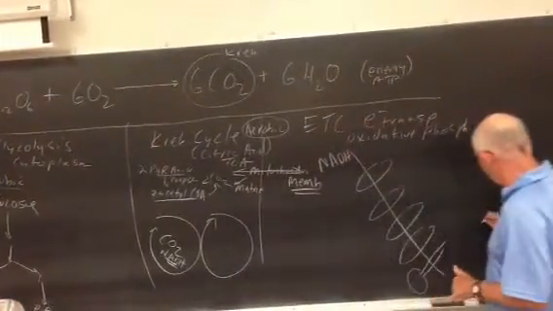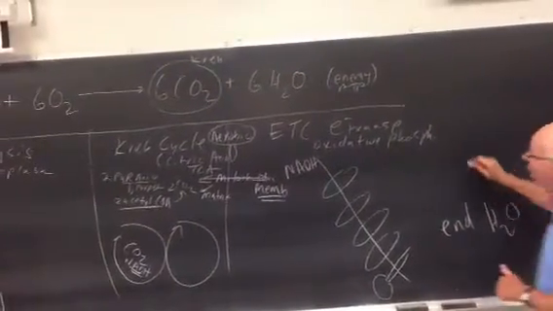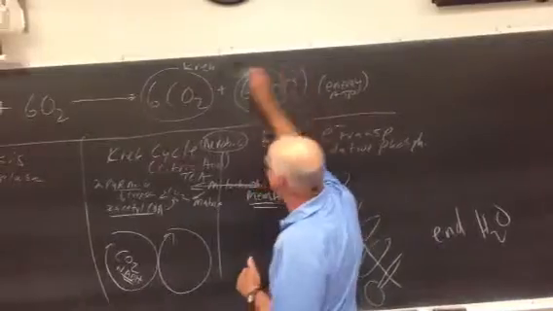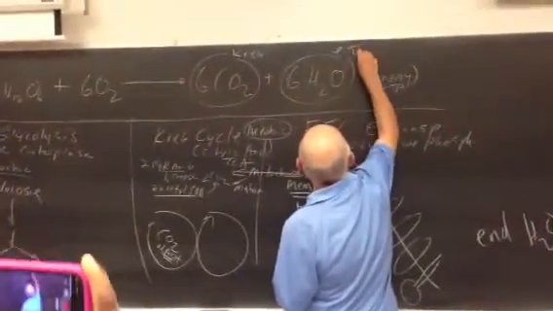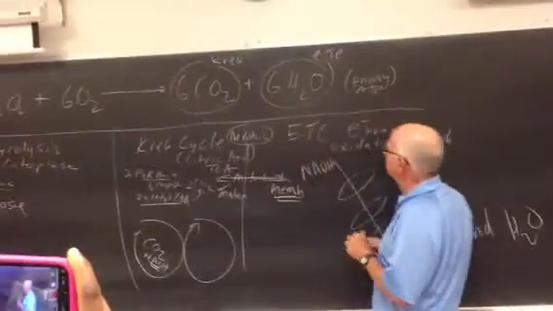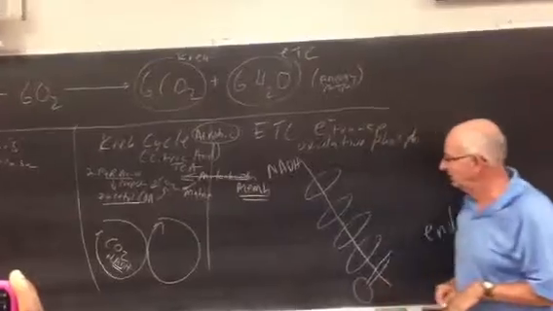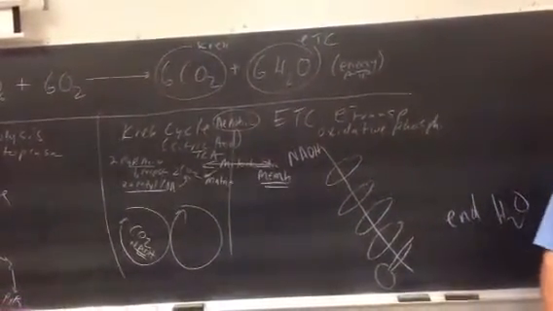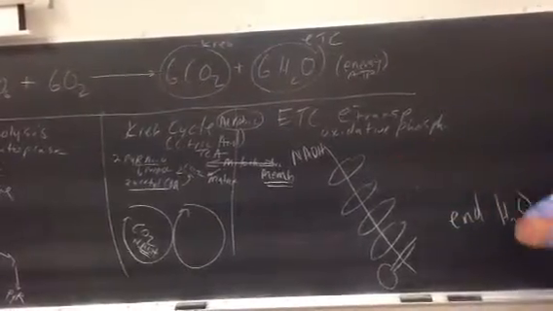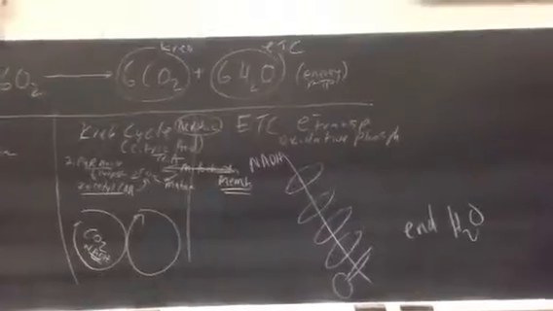What does it end with? H2O. All of the water comes from where? Electron transport, oxidative. Wait, we should put ETC. Oxidative phosphorylation. Okay? Now we'll come back and do the details. We're going to fill in a couple of months here then. Okay? Got it? Now, let's go over here.